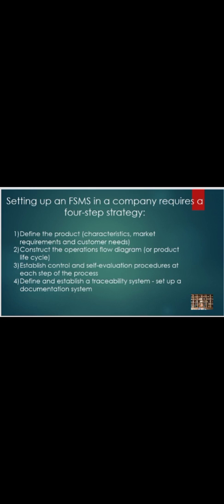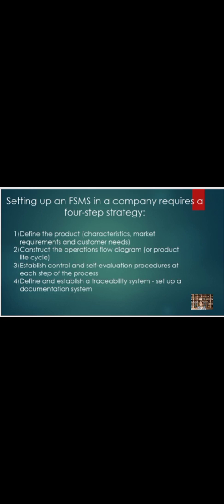Next is number 2. Construct the operation flow diagram or product life cycle. Product life cycle is the business analysis that attempts to identify a set of common stages in the life of a commercial product. In other words, the product life cycle, PLC, is used to map the lifespan of a product, such as the stages through which a product goes during its lifespan. The stages of the product life cycle can be classified as follows: introduction, growth, maturity, decline.